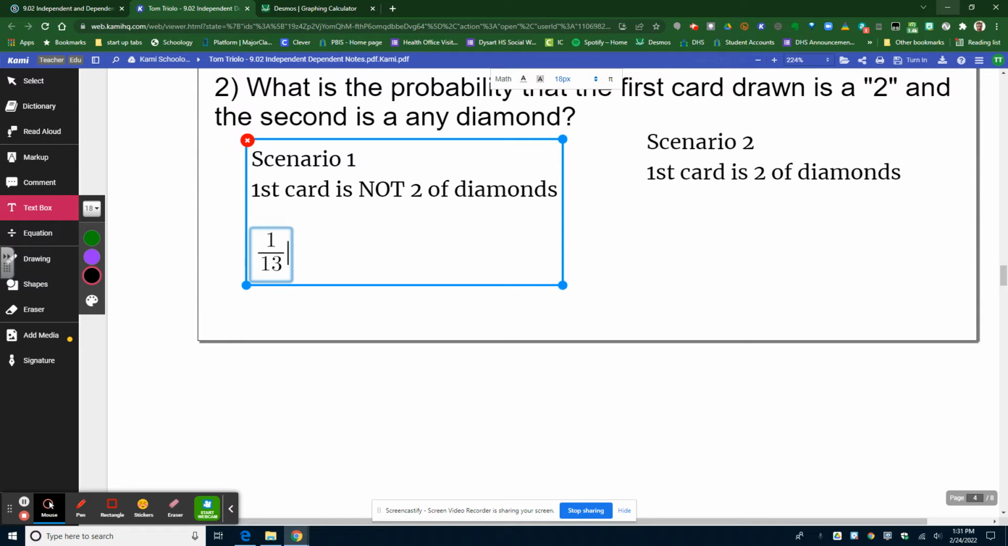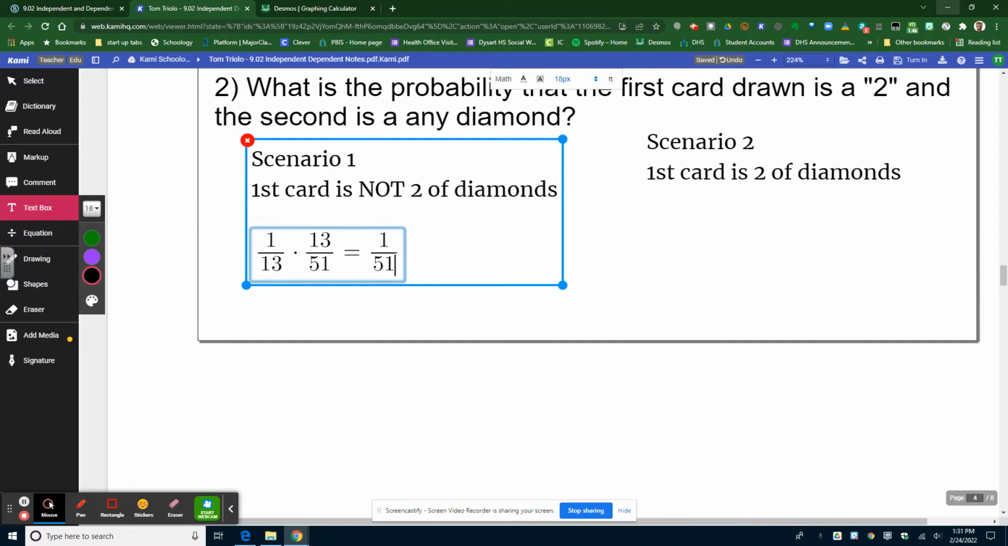Okay. How many cards do I have left? I have 1 card in my hand. 51. And if the first one's not the two of diamonds, how many diamonds are left? So I either have a 2 of clubs, 2 of spades, or 2 of hearts. How many diamonds are left? I have all 13. Okay. Hey, look what happens to 13s. They divide out, and it's 1/51.